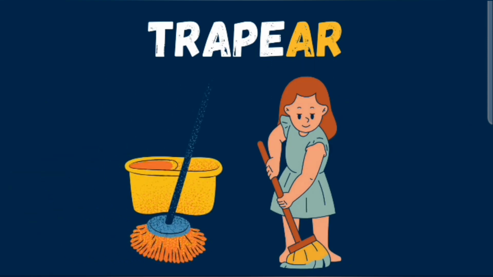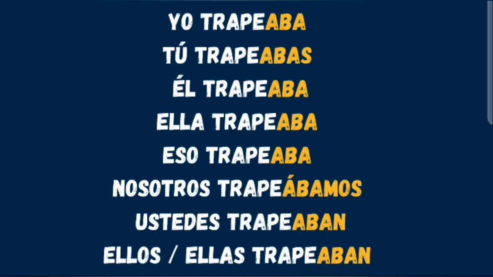Now let's see how to conjugate this verb, to mop. To mop means trapear. And this is the way you have to conjugate it in the imperfect past.